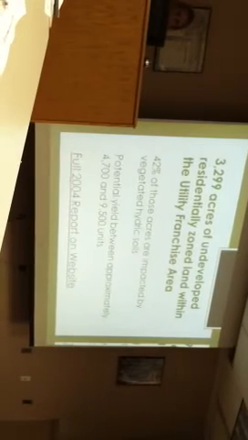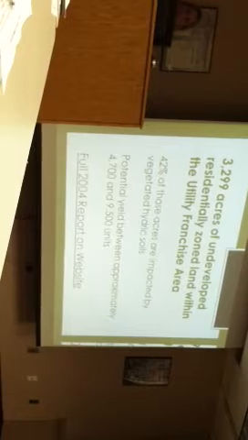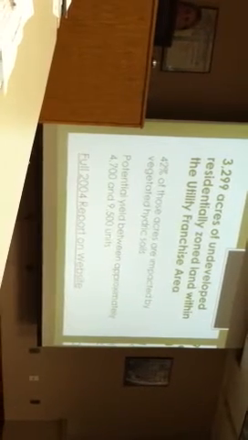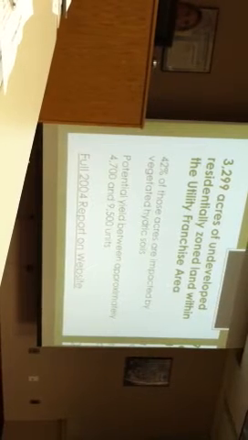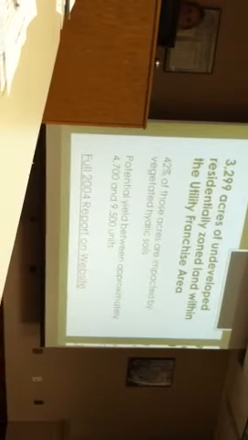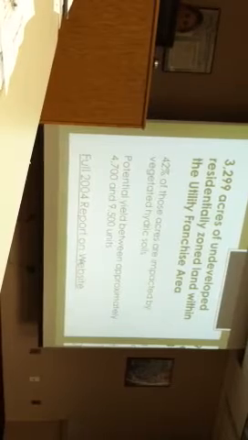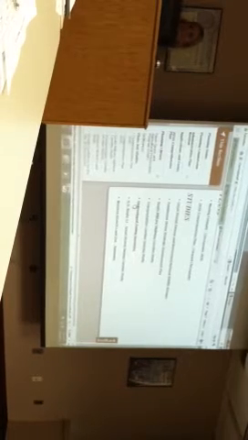In 2004, we had approximately 3,300 acres of undeveloped residentially zoned land. And 42% of those were impacted by vegetated hydric soils. So the potential yield was between 4,700 and 9,500 units. And this report is on our website. Under Plans and Studies on the Planning Department page, if you scroll down, under Studies, it's the Undeveloped Zoning Inventory.